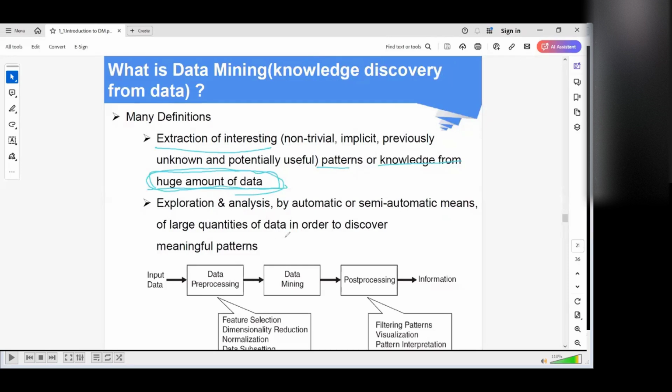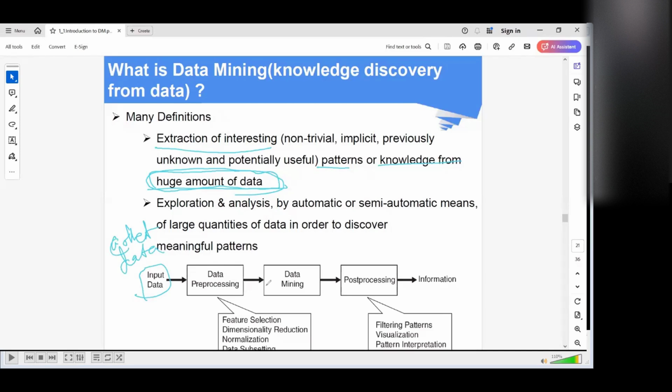So if you are planning to do a data mining task, first you need to input the data. To input the data, you need to collect the data. How do we collect the data? For data collection, you need to visit the different branches, or first you need to understand the domain, the area for which you are planning to do a data mining task.